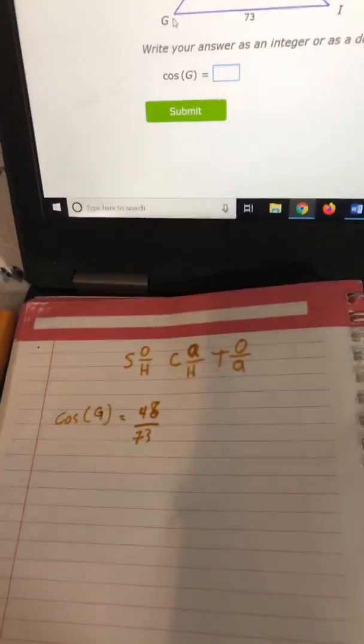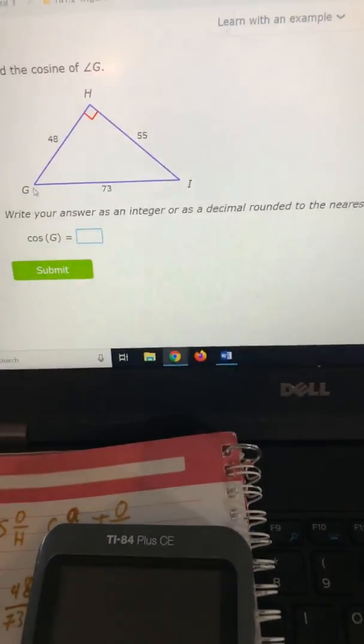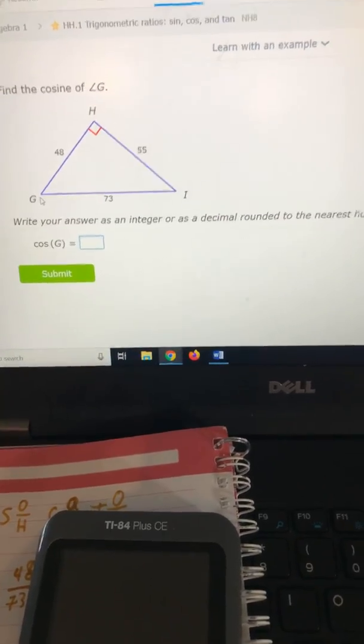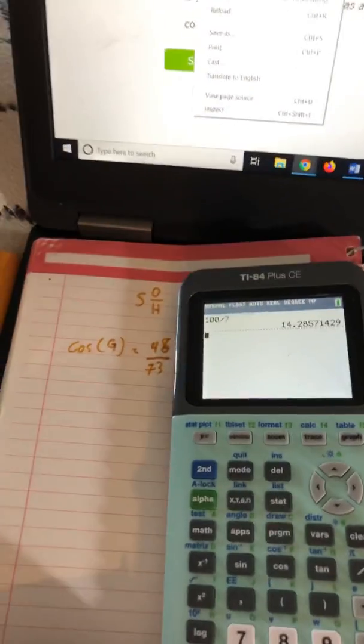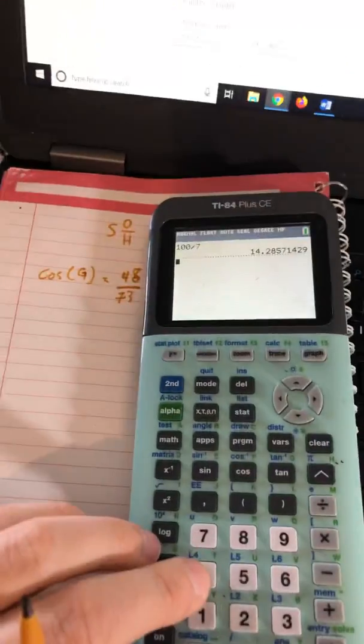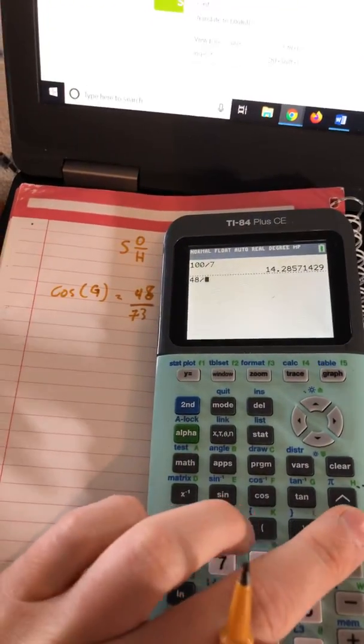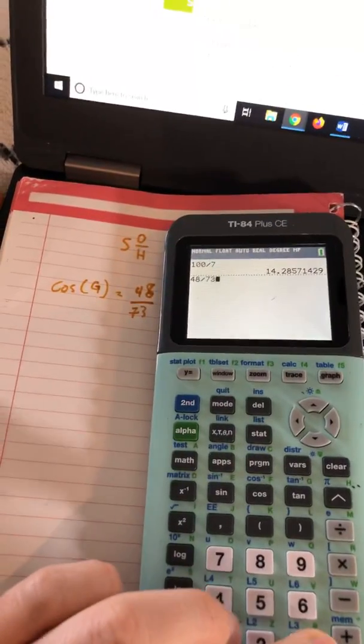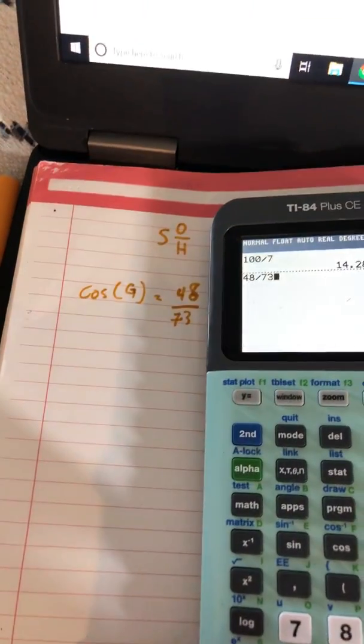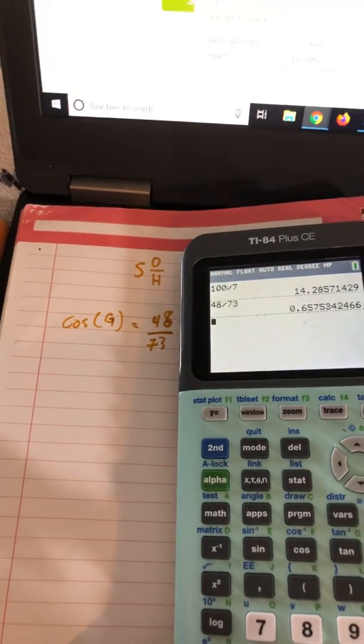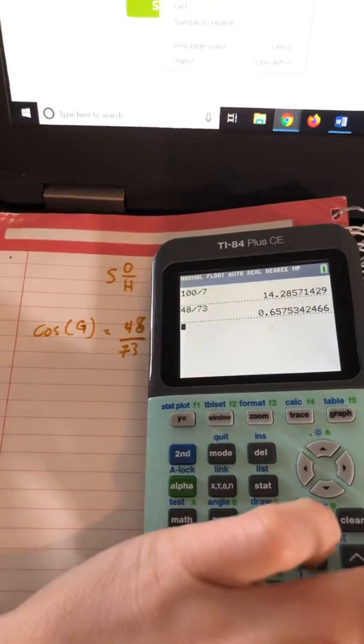Okay, so with the fraction, we want to simplify it. And it says you can write it as an integer decimal rounded to the nearest hundredth. Oh, so it does want us to divide. I usually write it as fractions, but it says we could do a decimal. So I typed in 48 divided by 73, and we got 0.65.